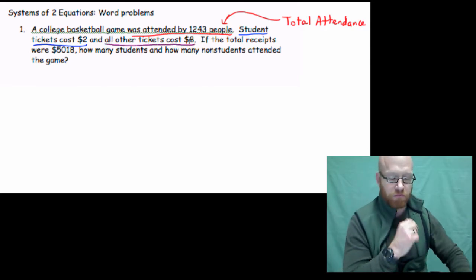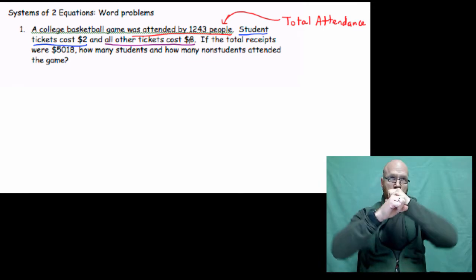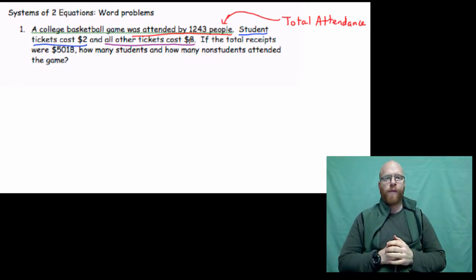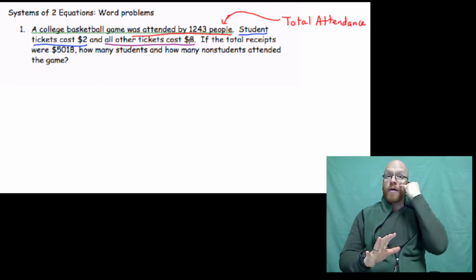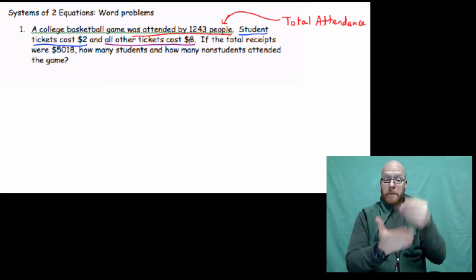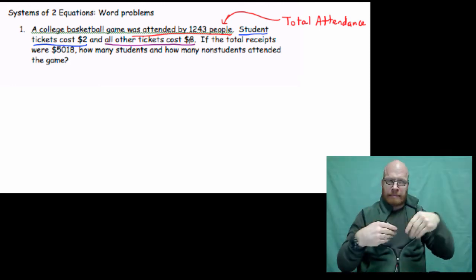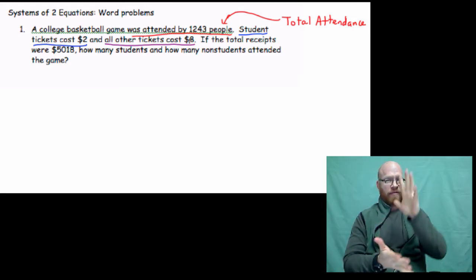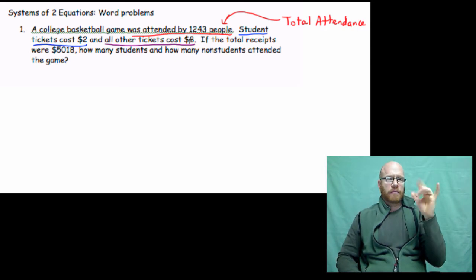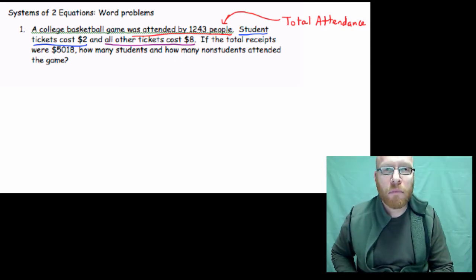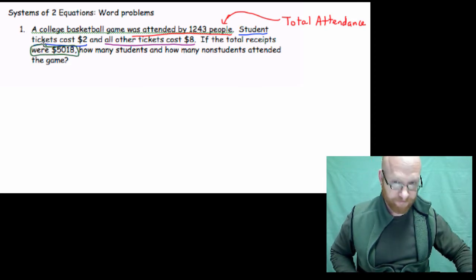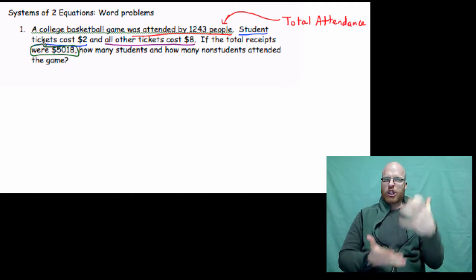Okay, so we can picture this. We have students along with non-students, general admission people, at this basketball game. Now, to figure out how much money they collected, how do we figure that out? It's money they have earned, and we have here the total sales were $5,018 for ticket sales. Now, this is how much they earned from that game.